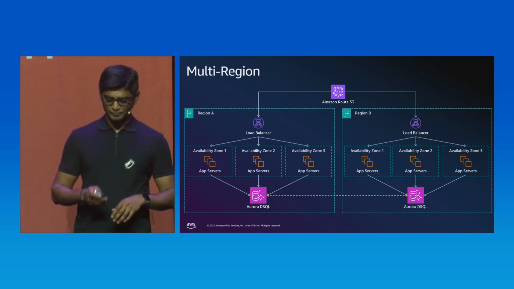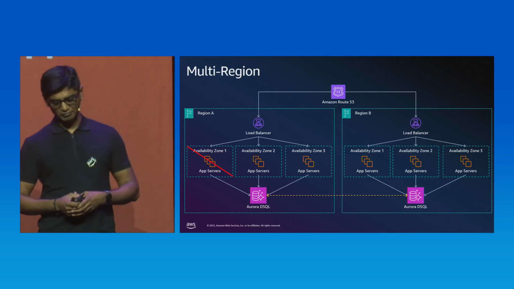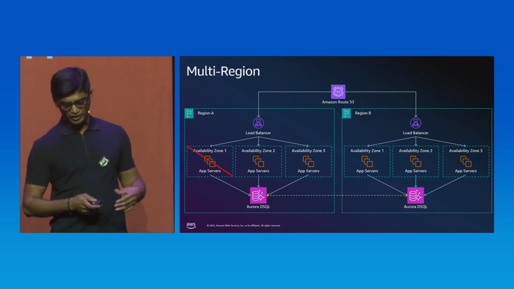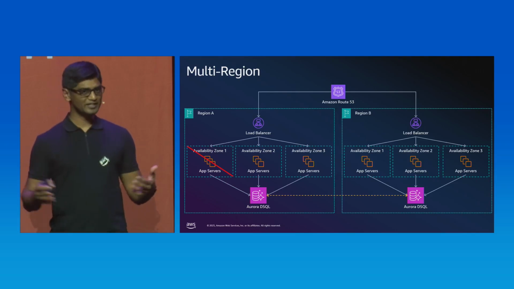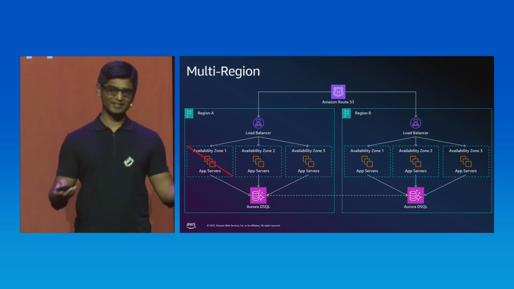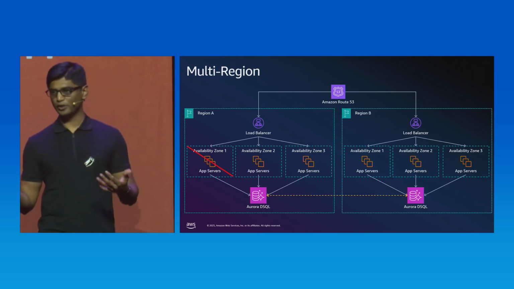Nice and good. Now, what happens if an availability zone goes down in one of your regions? In this case, in region A, one of your availability zones is gone. Region B will continue to work as if nothing has happened, because it doesn't need to know the availability zone in region A is gone. It's going to continue to work as it is.